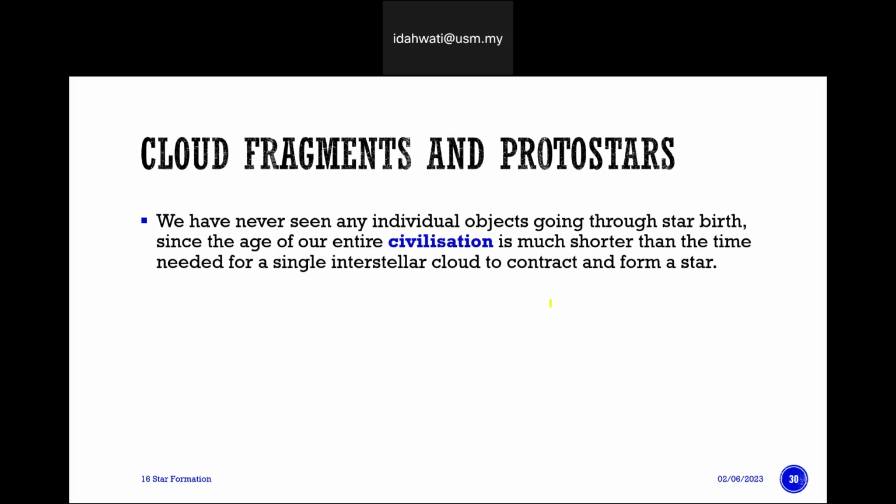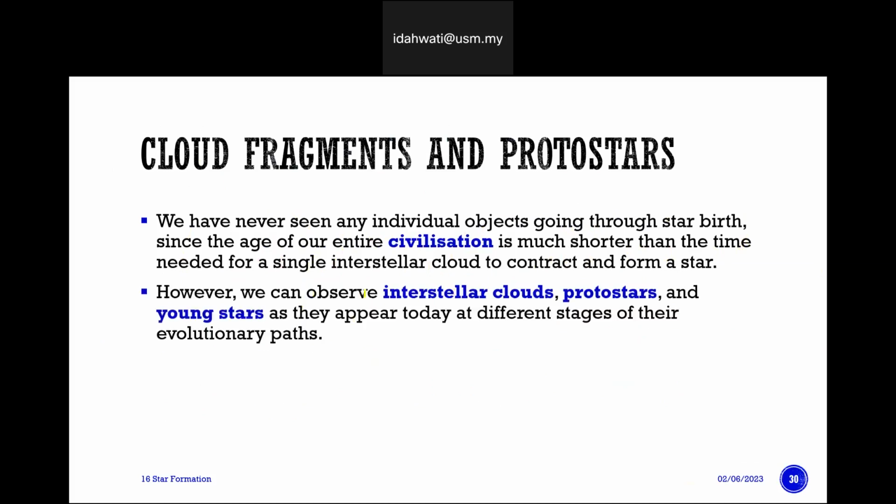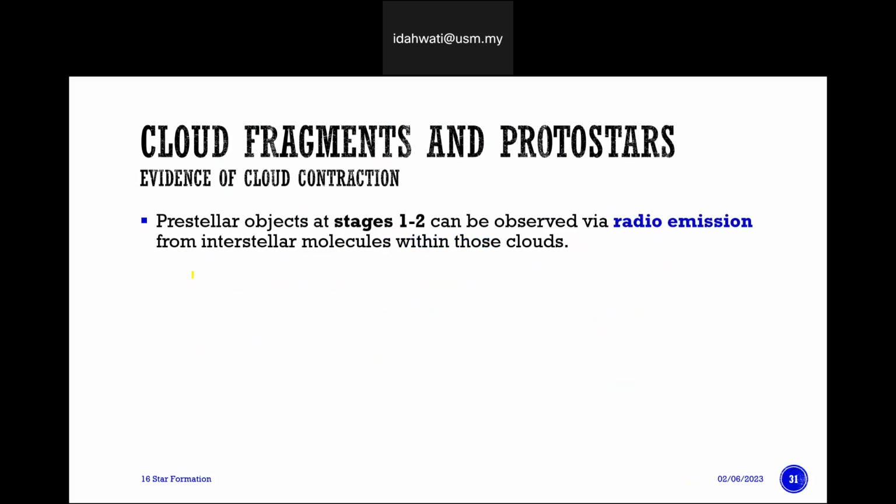Next, about the cloud fragments and the protostars, we have never seen any individual object going through star birth, since the age of our entire civilization is much shorter than the time needed for a single interstellar cloud to contract and form a star. However, we can observe the interstellar clouds, the protostars, and the young stars as they appear today at different stages of their evolutionary path.